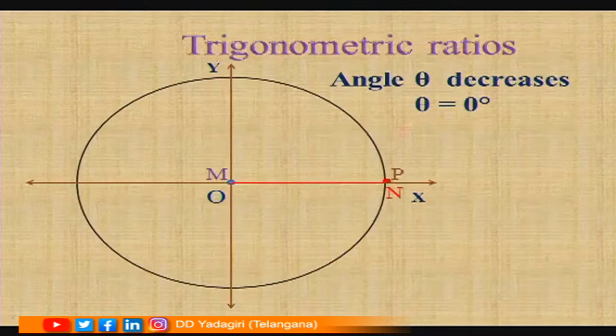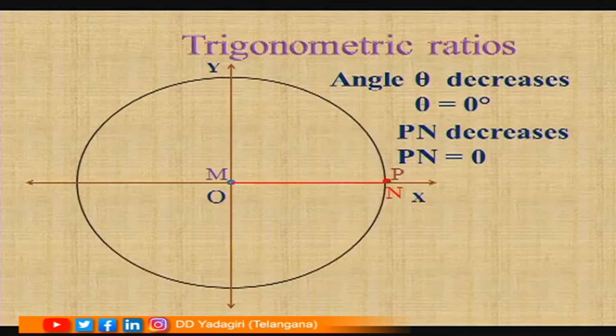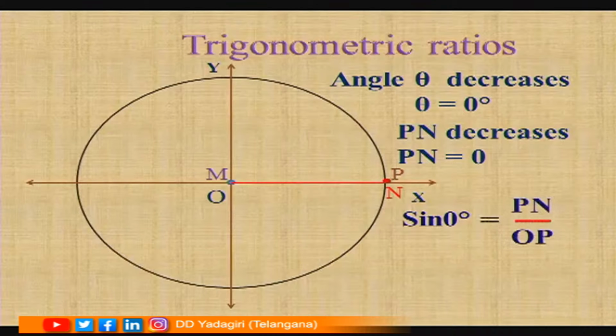Now, let me discuss it. Pn has decreased and became 0, and therefore, if I try to find the sin theta value, where sin theta can be written as opposite by hypotenuse, that is Pn by OP, where we have already discussed that Pn is equal to 0. Therefore, sin theta is equal to 0 by OP, that means sin 0 is going to become 0, is it right?